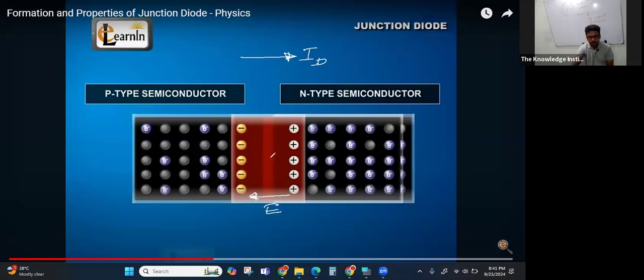Due to this electric field, let's say another hole diffuses in this direction. It experiences a force in this direction. Therefore, there will be a slight movement of holes in the electric field direction, so the holes are moving again towards the p type. There will be a small current in this direction due to the movement of holes. Let's mark it as I1.